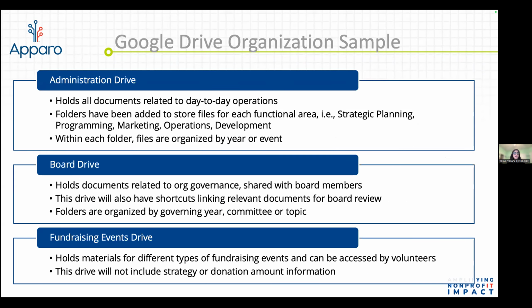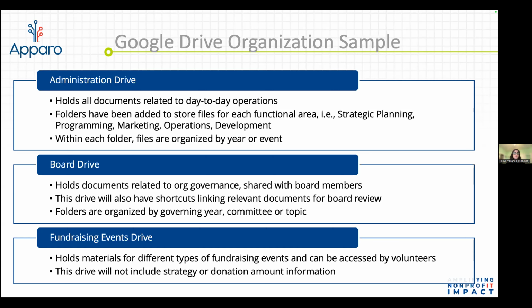So here I have provided a couple of bullets about a sample organization method. This was an organization that had files in a lot of different locations, some on their desktop, some in different drives. And we reorganized to this structure that was helpful for a lot of different reasons. The administrative drive we ultimately use as the primary drive to hold all the documents related to day-to-day operations. And then in there, this might help address the previous question.